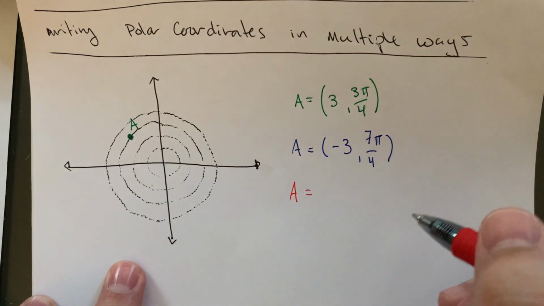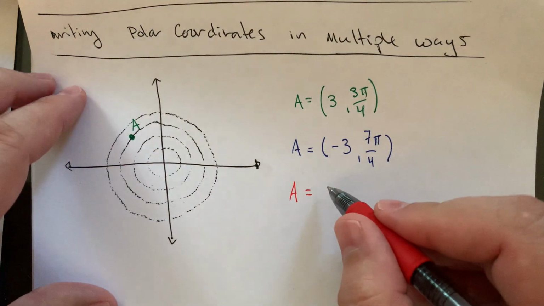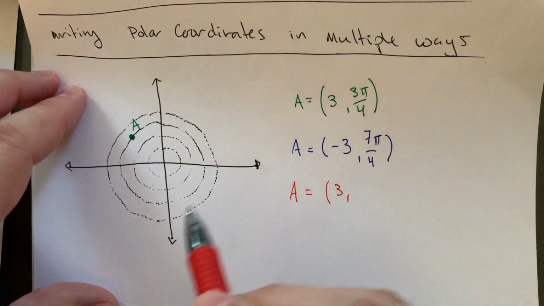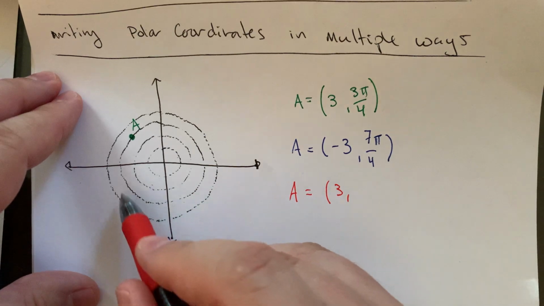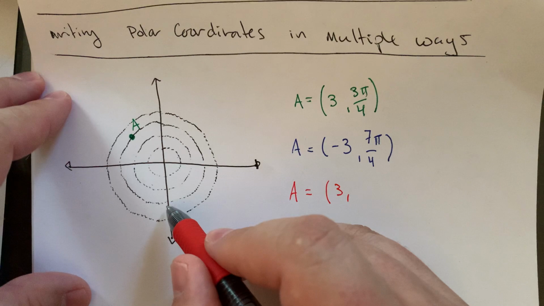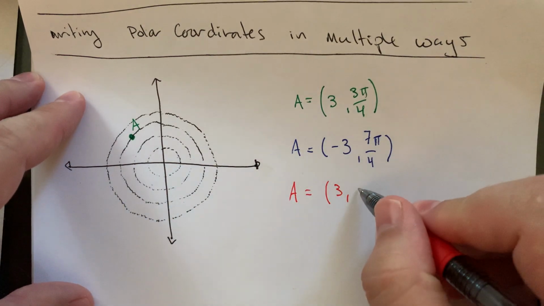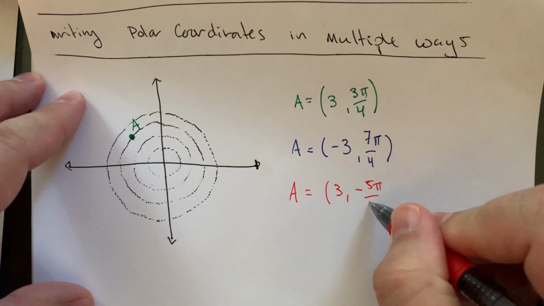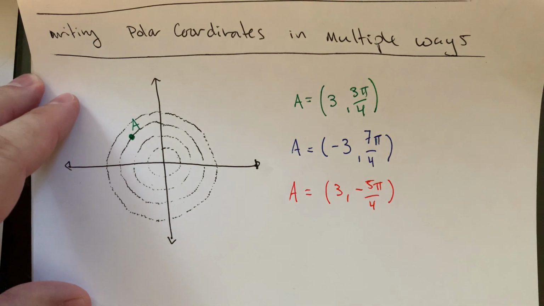You could also do coterminal angle stuff. So maybe we're doing our positive radius, but maybe instead of 3 pi over 4, let's do a negative version. So we're rotating clockwise instead of counterclockwise. So that would be pi over 2, pi, plus another pi over 4. So that would be -5 pi over 4. And then the radius is 3, right, to get us to the same point. So that's another way to go.